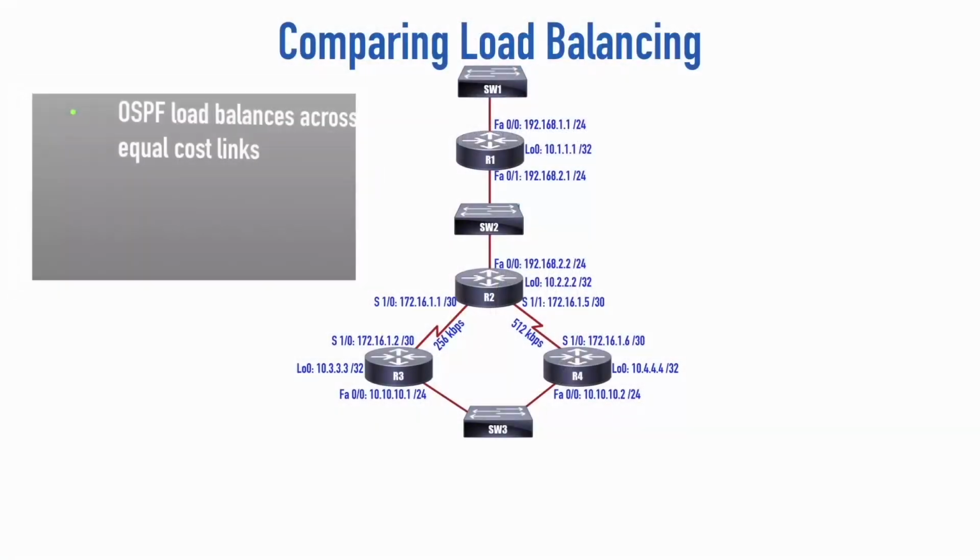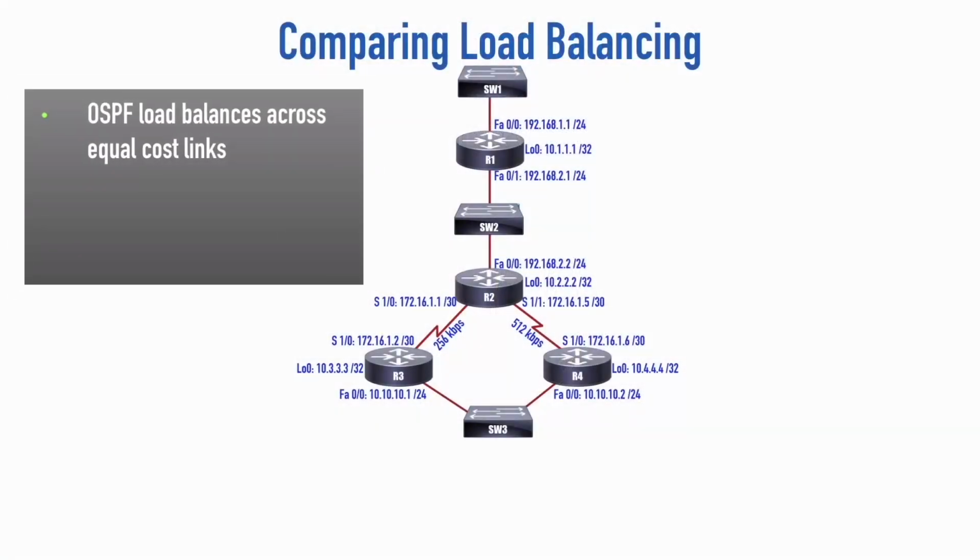With OSPF, we can load balance across equal cost paths. Now in this example, with this topology on screen, let's say that we're sending traffic from a device off of SW1 to a device off of SW3. Well, as we go down the topology and we get to R2, R2's got a couple of ways of getting to SW3. It could go via R3 or it could go via R4. Now, OSPF is going to consider only bandwidth in its calculation, and notice the link speeds. They're different. We have a 256K link between R2 and R3. We've got a 512K link between R2 and R4.